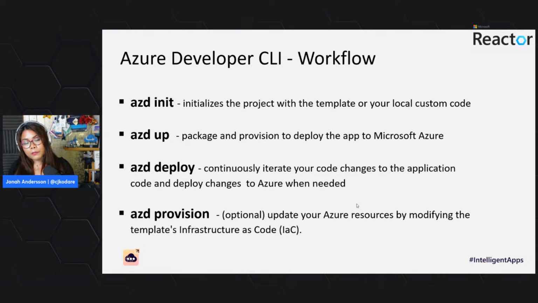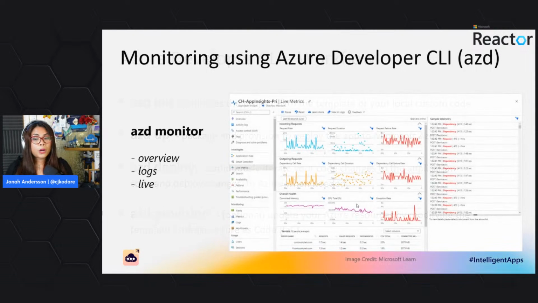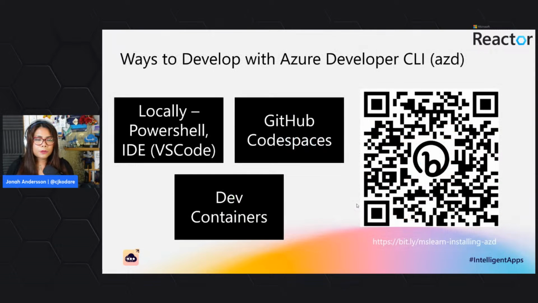And then ACD provision, if you have changes on your infrastructure that's beyond or not the same as the template, then you can re-provision your project for that. Monitoring is also supported. So if you do the command ACD monitor, it will open up locally the App Insights metrics, and you can also do the live one, the logs, or the overview version of it. So ways to develop with Azure Developer CLI.